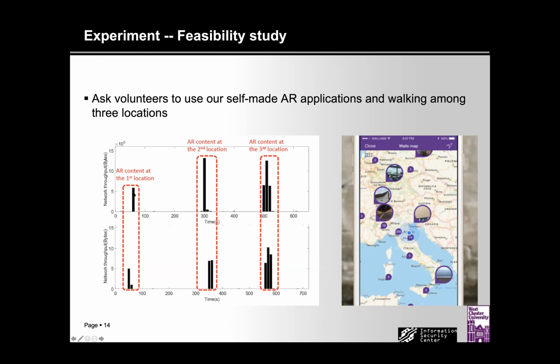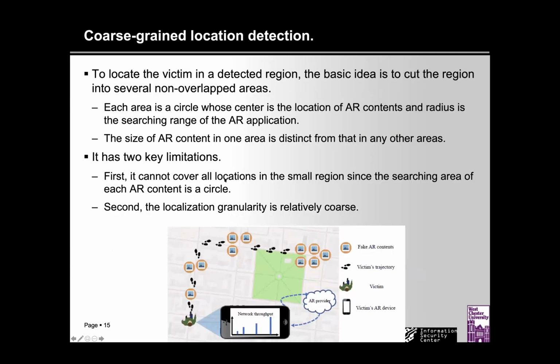This is the first. We actually ran this initial experiment twice, and each time they have a similar download pattern. And then once they reach the second location, the network throughput pattern looks like this. And then finally the third location. So you can see that every time the user approaches a certain location, the AR application starts downloading, which will generate a certain pattern. And we find that it's probably going to work.